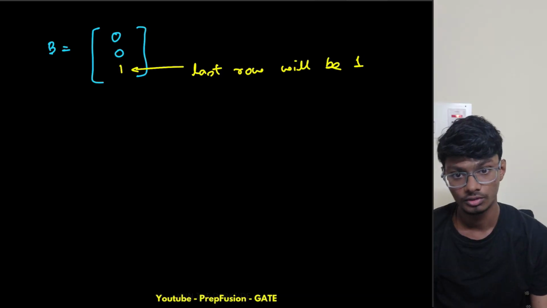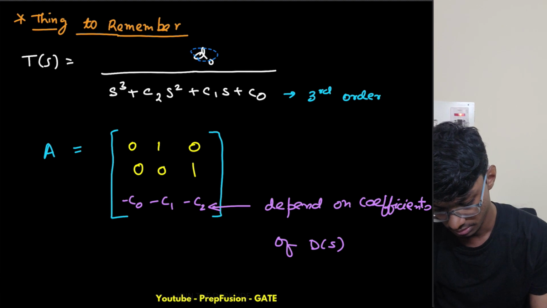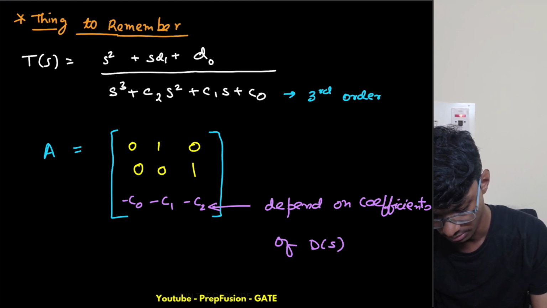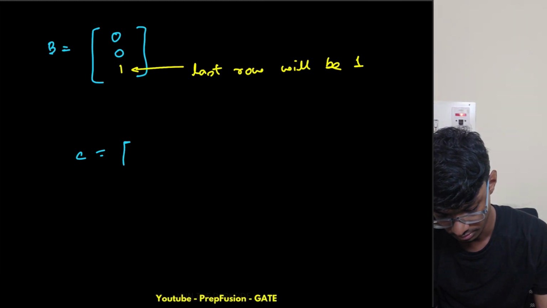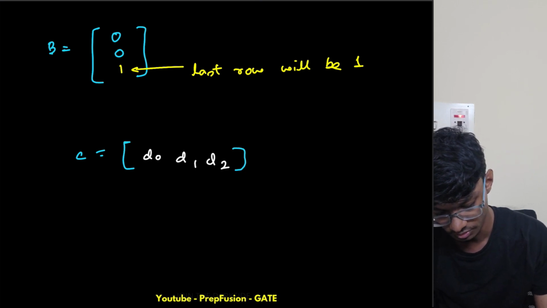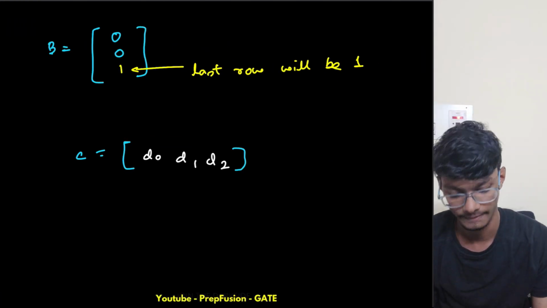What will be my C basically? Let me write this in an easier format. If the numerator is D0 plus S D1 plus S square D2, then my C will be D0, D1 and D2. So my C will be like this. Again the direction will change.